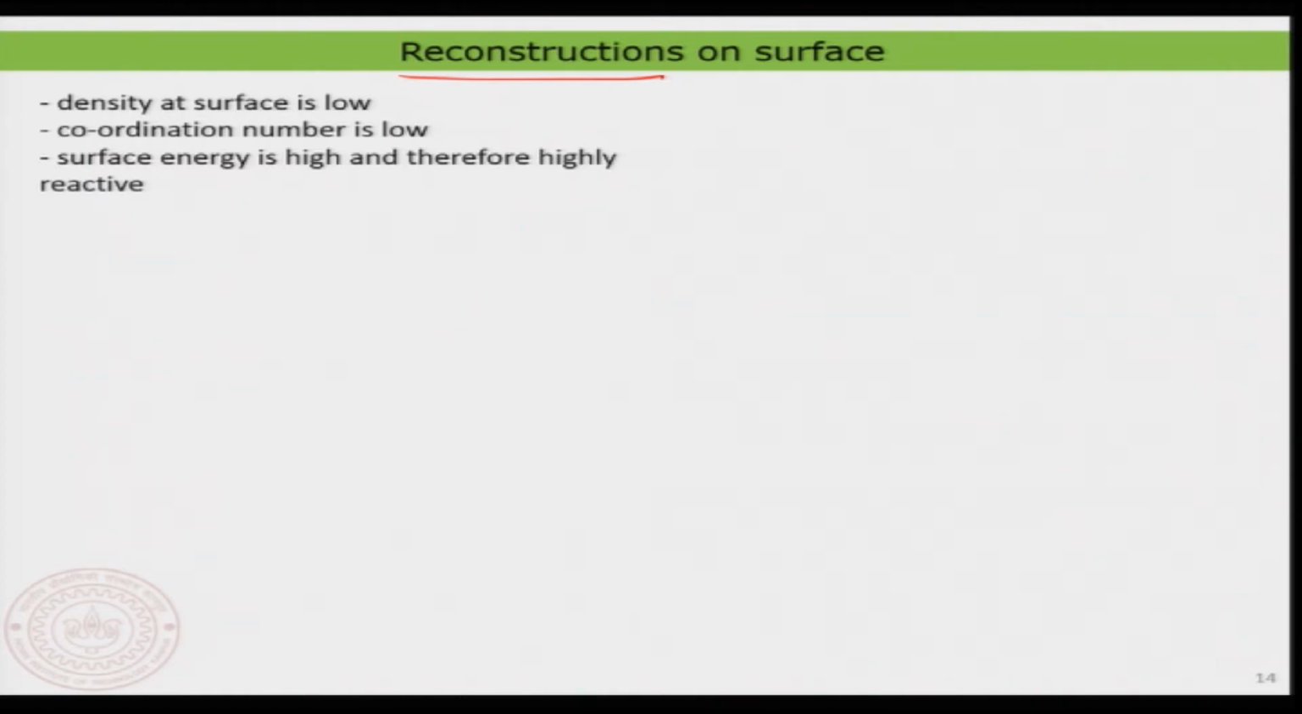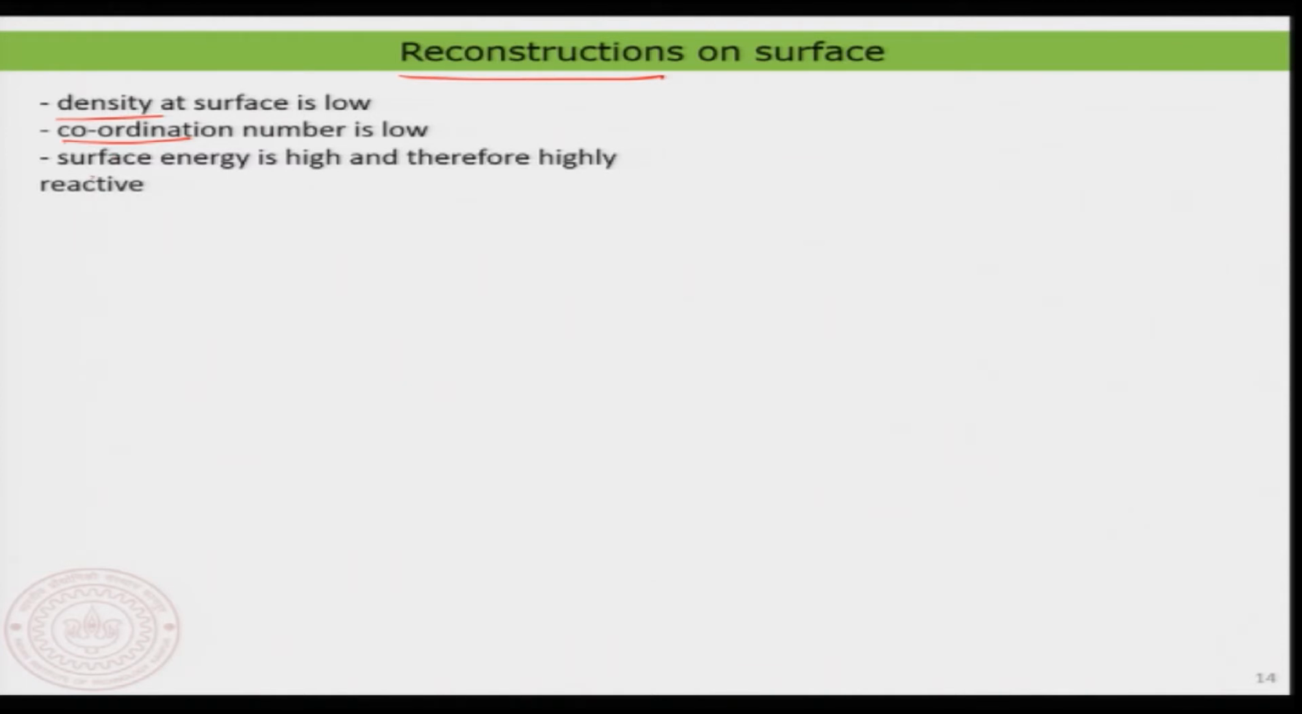You would obviously say that compared to the bulk, the atoms on the surface have low coordination, right, and also the density of the atoms on the surface is much less compared to the bulk. This is very obvious by just looking at different surfaces. So the problem is that due to the fact that they are low coordinated and the density is low, the surface energy is shooting up. The surface energy is very high due to the fact that you have low coordination.